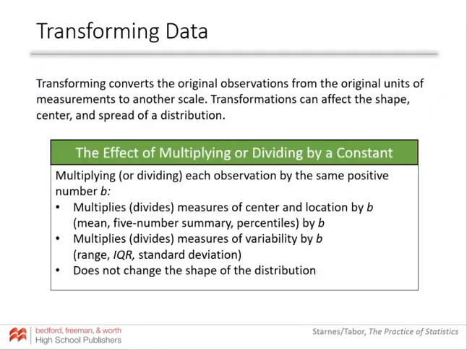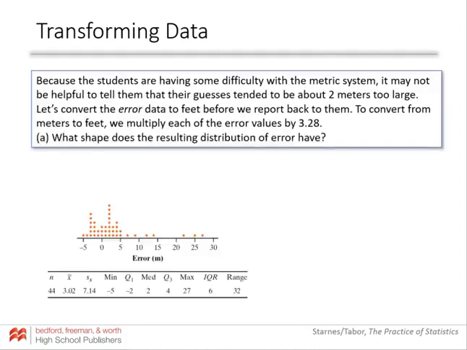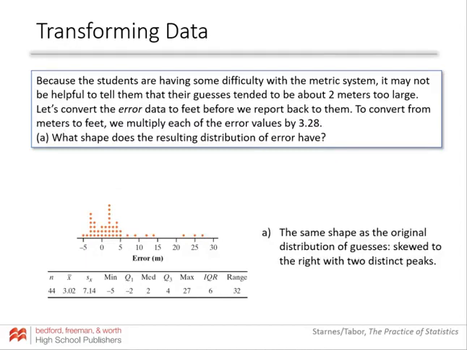Okay, so when we're talking about multiplying or dividing, measures of center and location, just like before, they're going to be multiplied or divided by that same number. This time, our measures of variability are also going to be multiplied or divided by that same number, and the shape of the distribution does not change. Okay, so here's the shape of my error. When I change that into feet, the shape is not going to change. It's going to be exactly the same, skewed to the right.